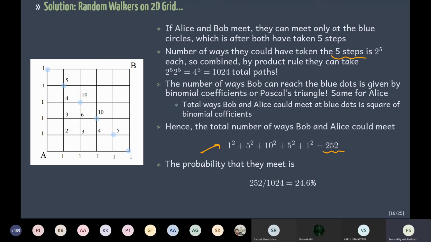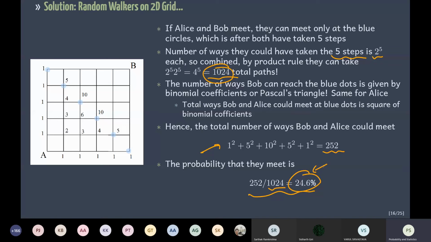So the ways they can meet is 252, and the number of ways they could have taken 5 steps is 2 to the 5, which is 1024. So the original problem was just any random walk, but when the question asked when they can meet, you reduced your sample space to the cases where they are only taking the 5 steps. The valid sample space here became 1024, and the number of favorable cases out of these became 252, because that's the places where they can meet. So this is how you have to model problems like this to identify the sample space and favorable outcomes in a correct way. If we calculate this, it will turn out to be 24 point something. The probability that they will hit at some point is this.